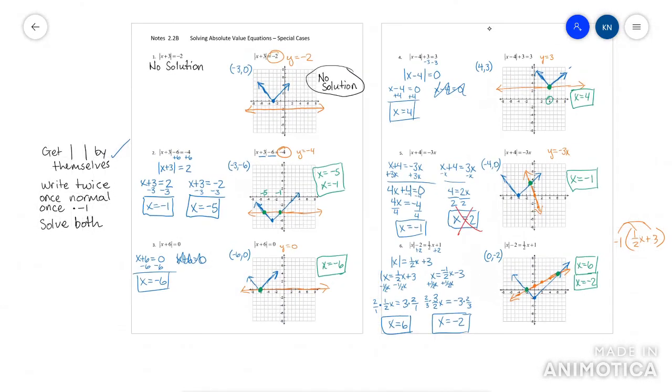Graphically, it's pretty easy. If it equals an integer, like negative 2, it's a horizontal line. Find out where they crisscross. They're either going to not touch, they're going to crisscross twice, or they're going to hit just once. And then algebraically, get the bars by themselves, write it twice, once normal, once times negative 1. And when you write it twice, drop the absolute value bars, then you go solve both.